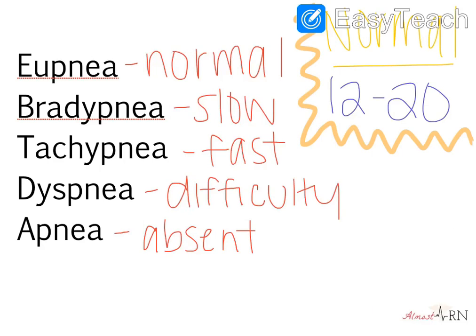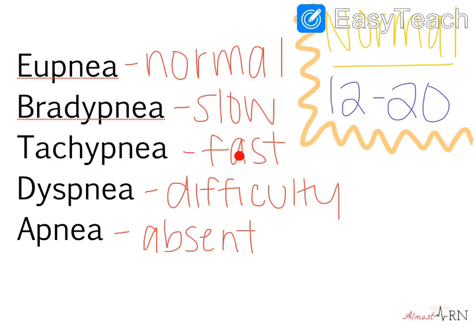Okay, so here are some terms describing our breathing. So our normal range of breathing is 12 to 20 breaths per minute. So if somebody is having eupnea, this is just normal breathing. They're not having any difficulty, it's unlabored. And then bradypnea is anything slower than 12. So 10 breaths per minute, 9 breaths per minute. That would be a bradypneic patient.